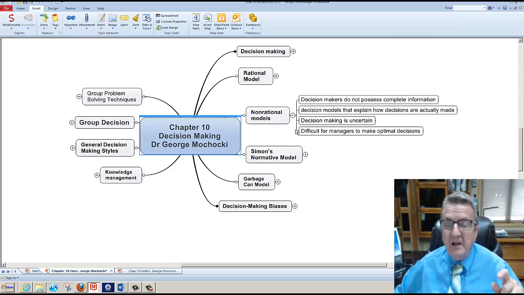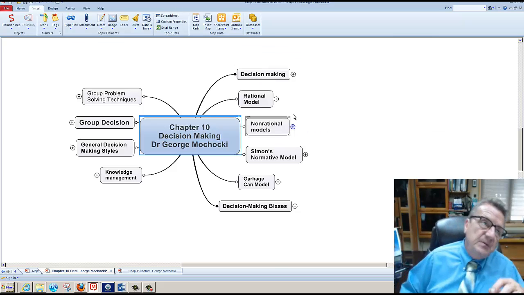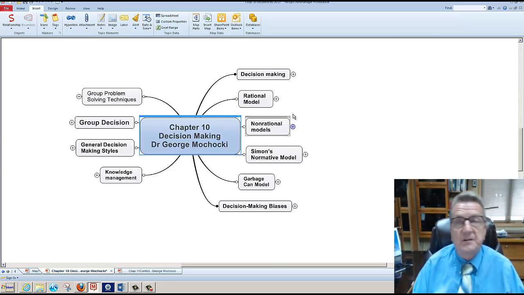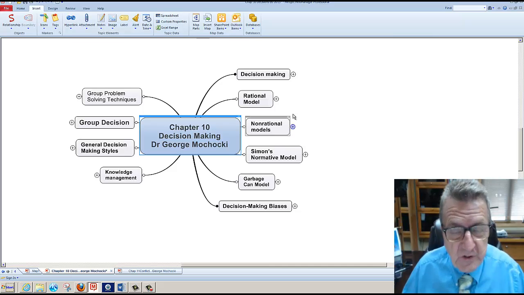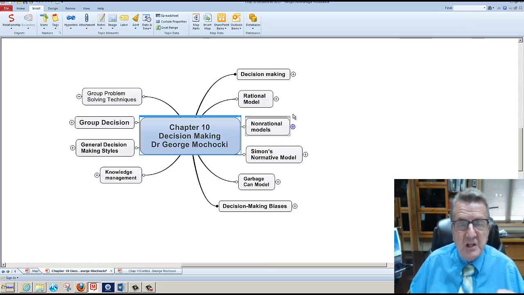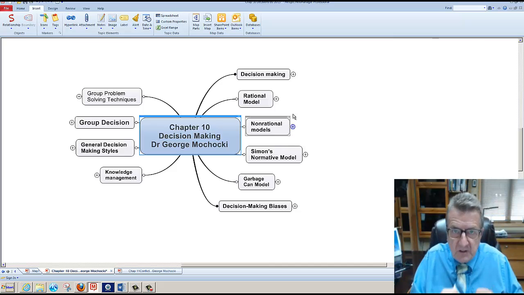Now, the non-rational model is where decision makers do not possess all the information. Decision models explain how decisions are actually made. So the non-rational model basically means I'm just taking a guess. I think this is the way it's going to happen. I just got this feeling. Feelings are good. Intuition is good. I always strive for intuition in management. It's a lost art. You have to have intuition to see which direction to go.